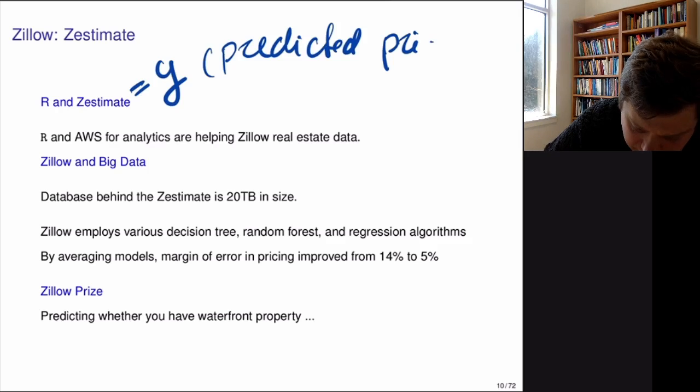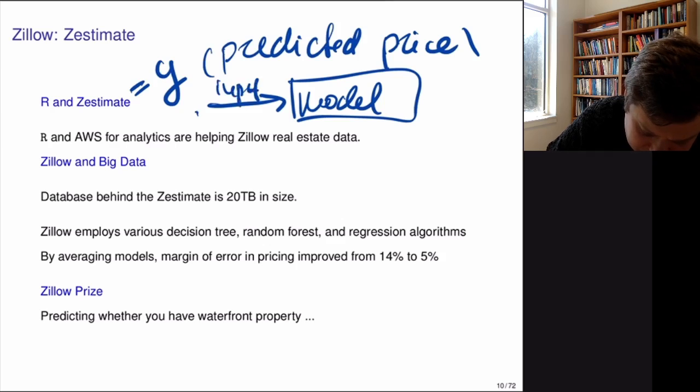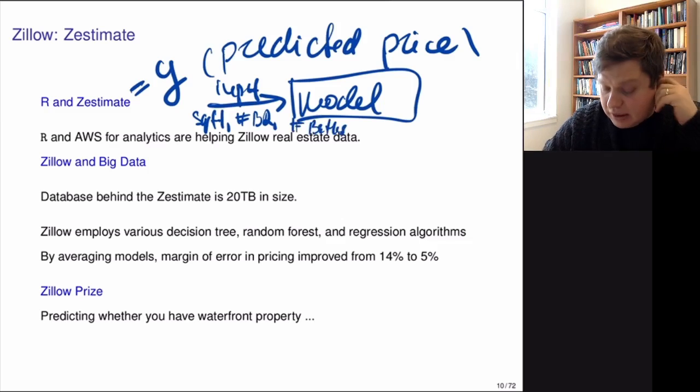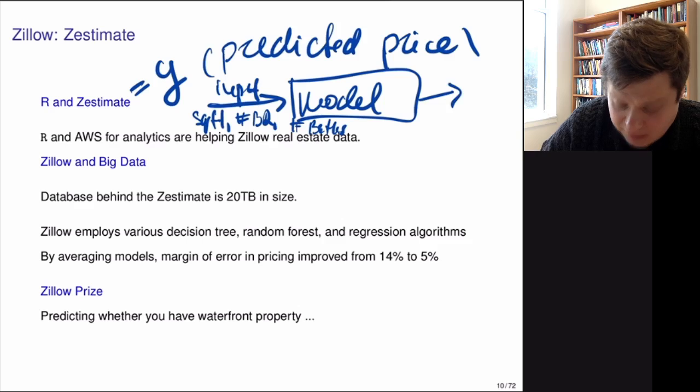Okay, and the way their model looks, right? So they have some model, and they take inputs, and the inputs are the square footage, number of bedrooms, number of baths, the size of the lot of the house. So basically all the characteristics of the house that you can get from the county website.